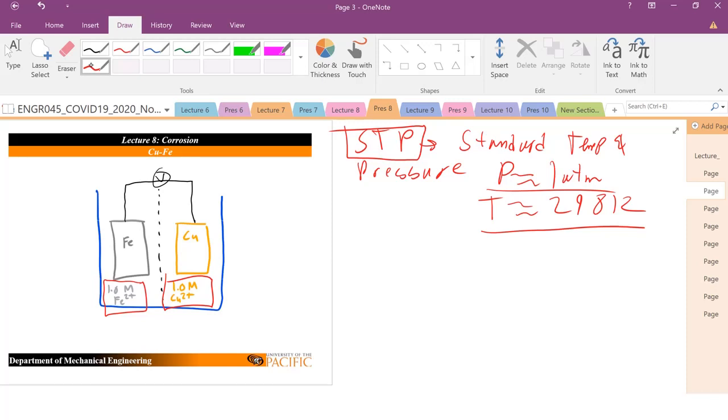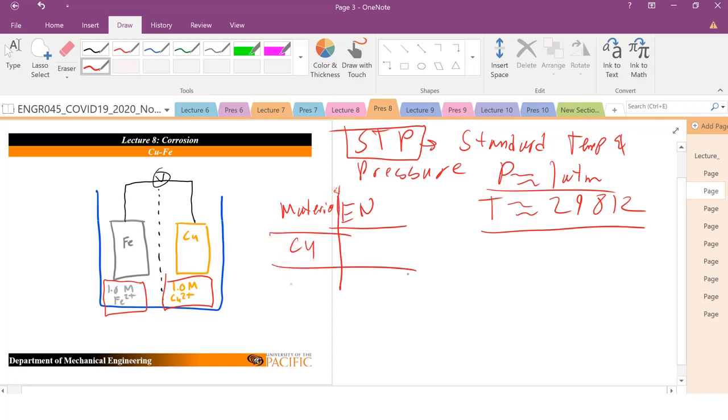You can look this up online: what is the electronegativity value for copper? Let's make a little table of materials. Copper, and our other material here is iron. Copper has an electronegativity of 1.9. Iron has an electronegativity of 1.83. Higher electronegativity means it wants to grab more electrons. Lower electronegativity means it wants to give up electrons.